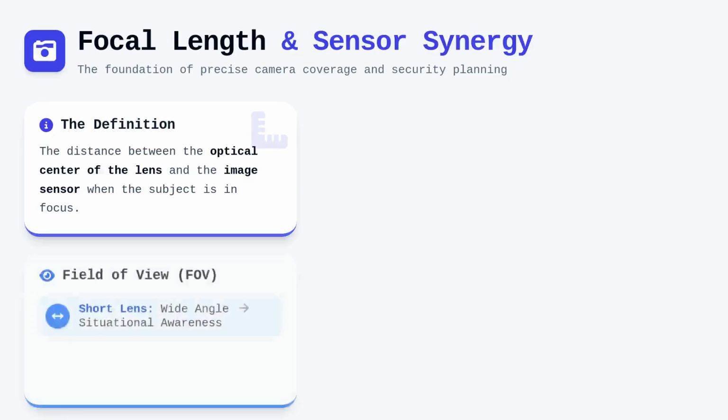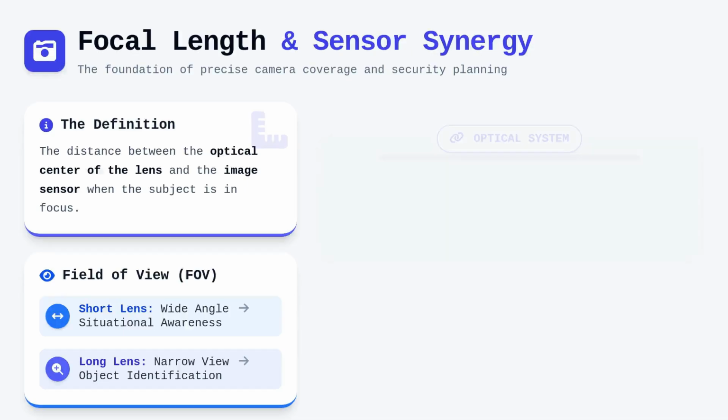A shorter focal length produces a wide angle of view, which is ideal for situational awareness in large, open spaces, while a longer focal length narrows the view, providing the magnification necessary for identifying objects at a distance. It is important to realize that the behavior of the lens is also intrinsically linked to the size of the camera sensor. A lens with a specific focal length will behave differently on a quarter-inch sensor compared to a full-frame sensor, effectively changing the crop factor and the resulting horizontal and vertical field of views.